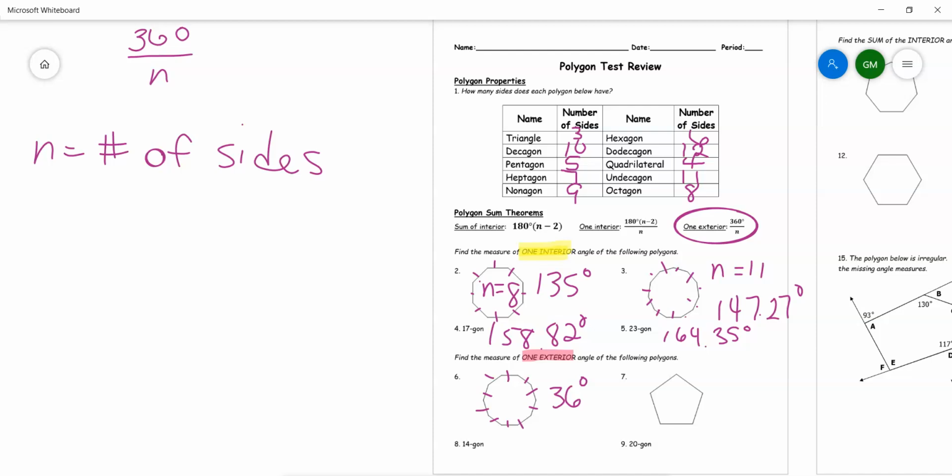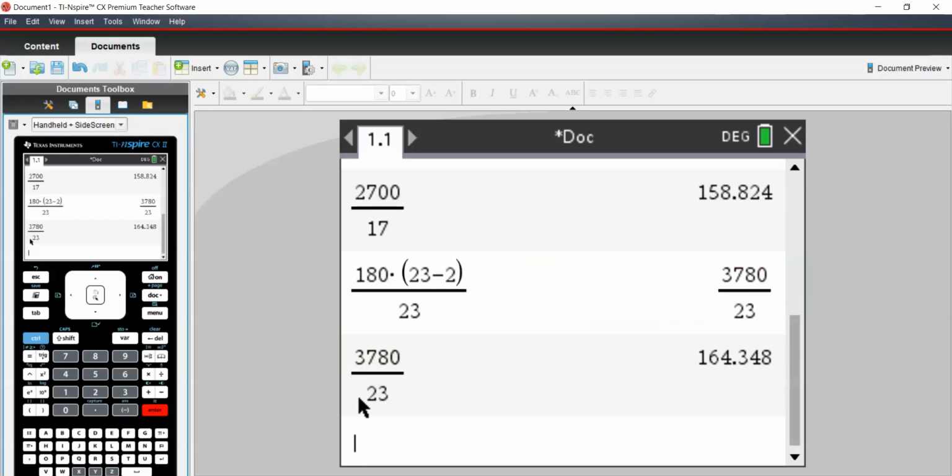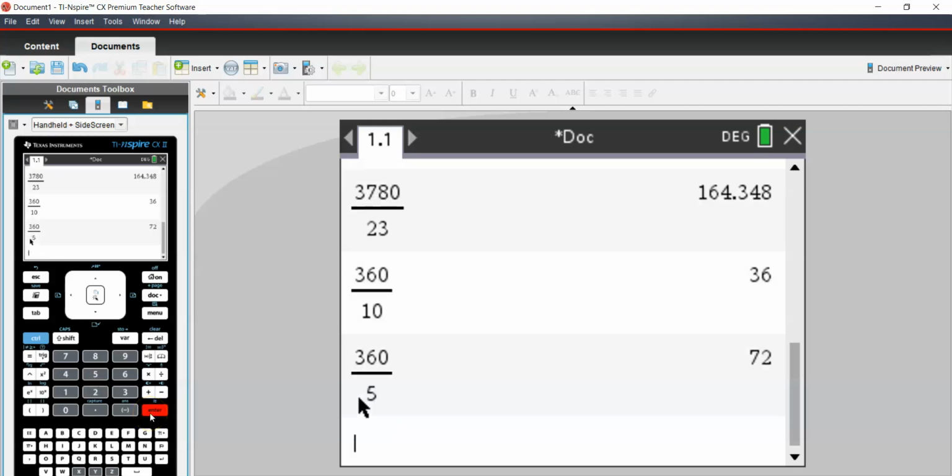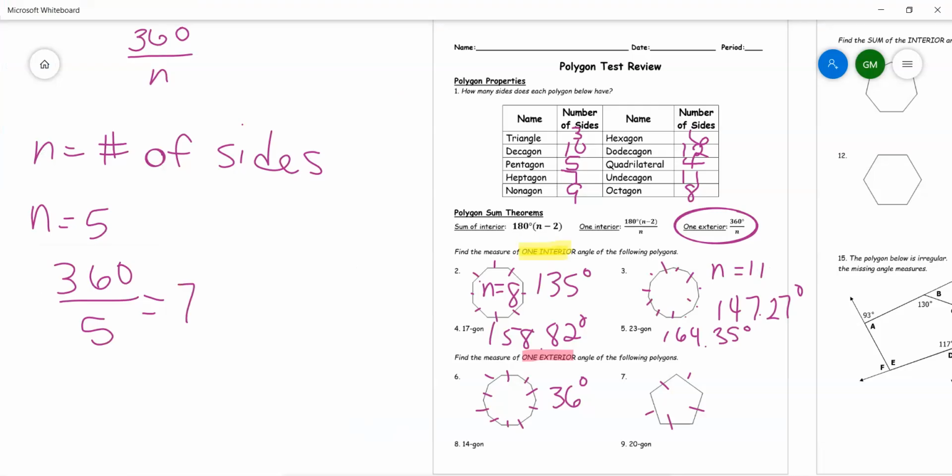Okay, number 7 is a regular pentagon. 1, 2, 3, 4, 5. So n equals 5. So we're going to take 360 and divide it by 5. Should be twice 36 because 36 is 360 divided by 10 and 5 is half of 10. Let's double check. So 360 divided by 5, 72. All right, so 360 divided by 5 is 72.